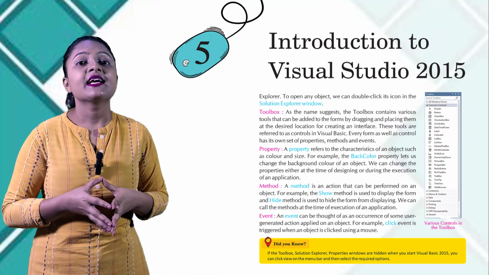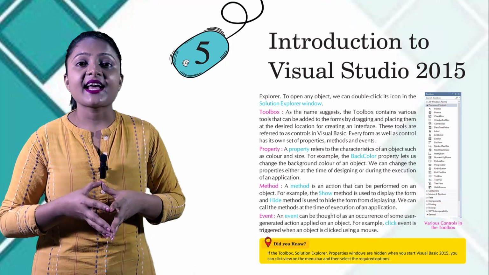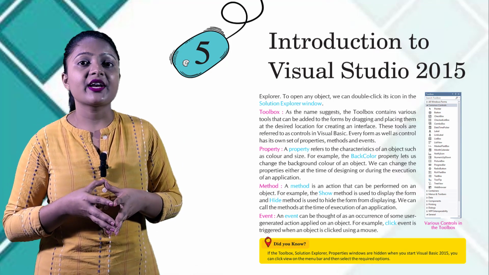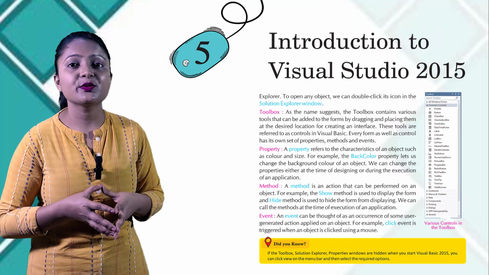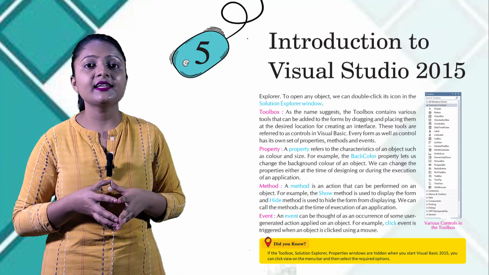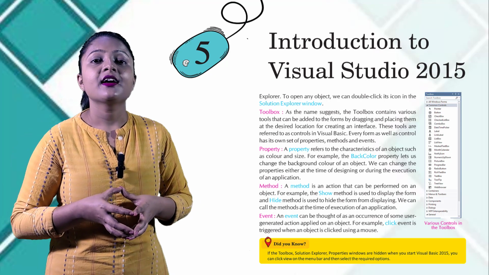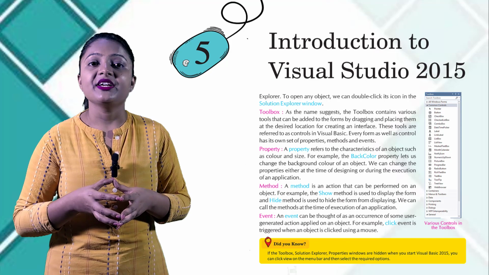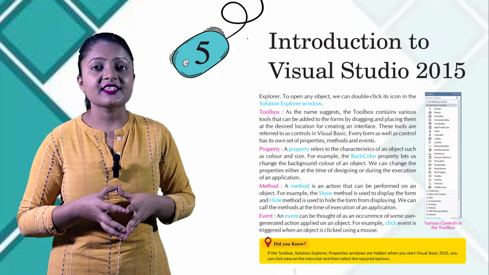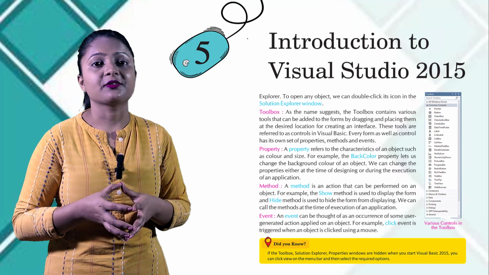Method. A method is an action that can be performed on an object. For example, the show method is used to display the form and the hide method is used to hide the form from displaying. We can call the methods at the time of execution of an application.